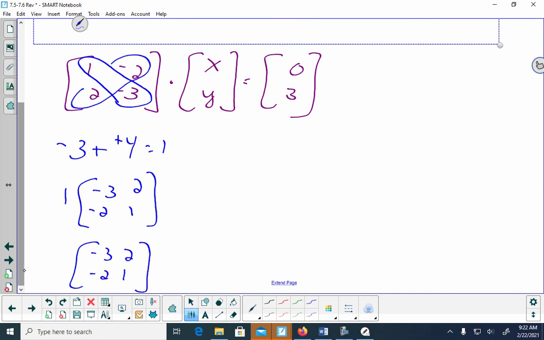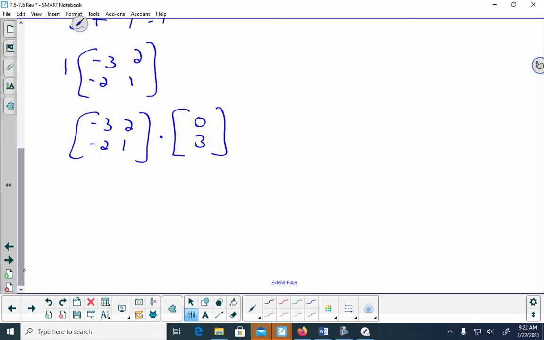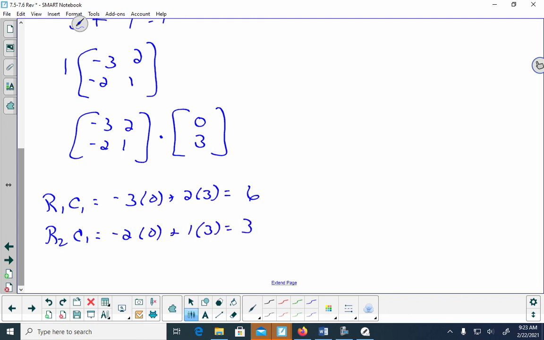And I'm going to take that inverse and I'm going to multiply it by the answers, which are 0, 3. And I'm going to have row 1, column 1, negative 3 times 0 plus 2 times 3, and I'm going to get 6. Row 2, column 1 is going to be negative 2 times 0 plus 1 times 3, and I'm going to get 3. So my xy is equal to 6, 3.